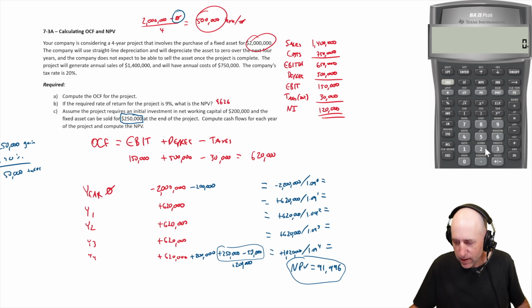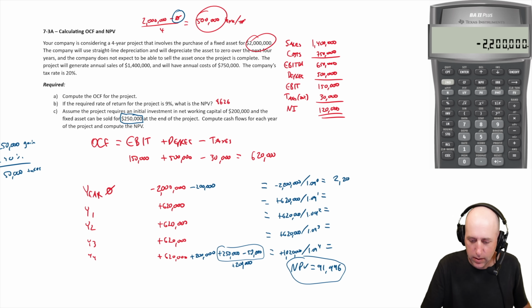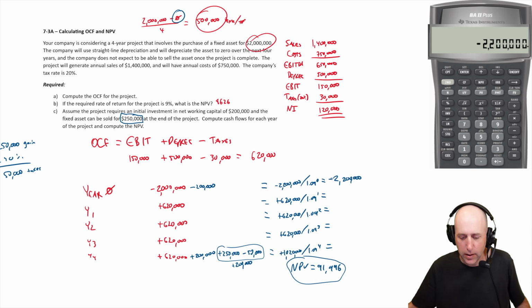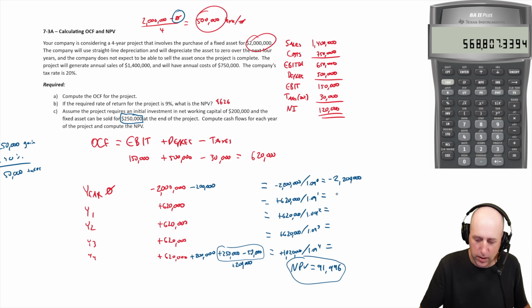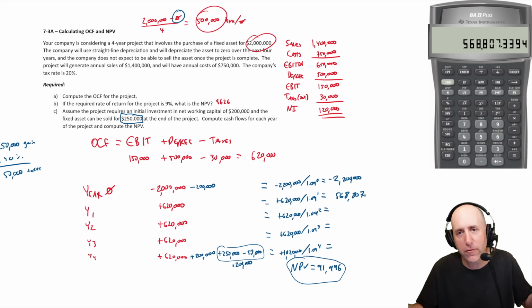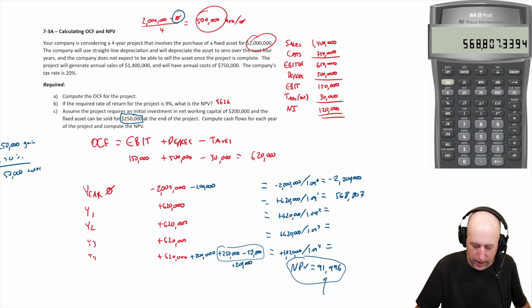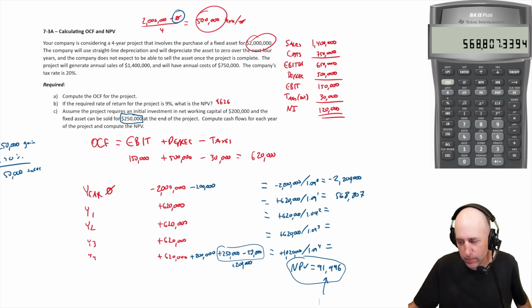2.2 million negative divided by 1.09 to the 0 is just divided by 1. So it's 2.2 million negative. 620 divided by 1.09 to the power of 1, so divide by 1.09. 568,807. Because I'm rounding here, you can see there's pennies. We might end up off by $1 or $2 at the bottom of this. This is the correct answer, but we might end up off $1 or $2, but who cares?